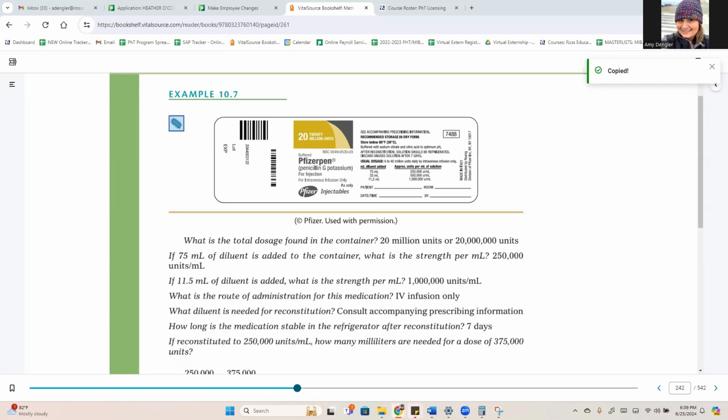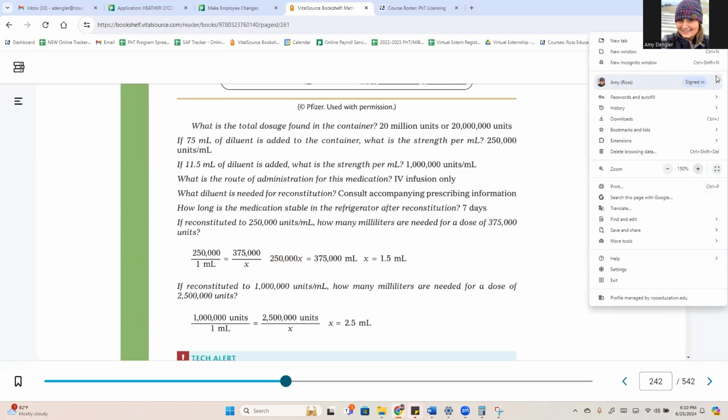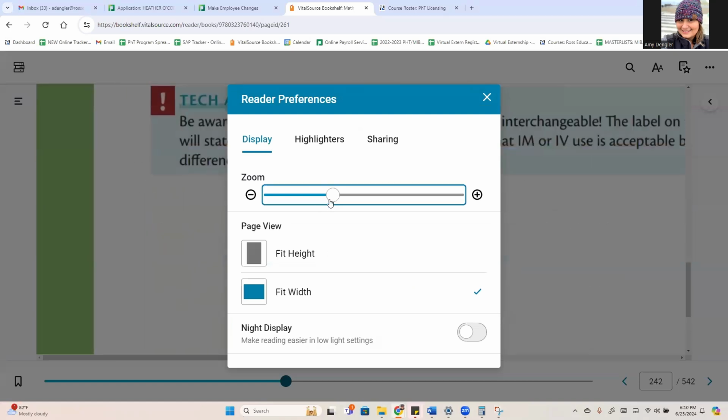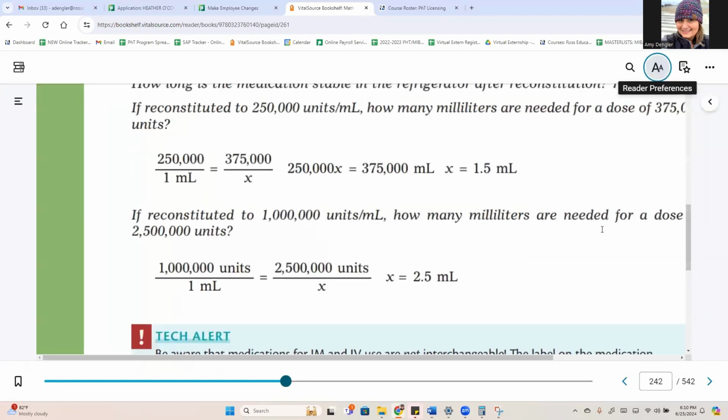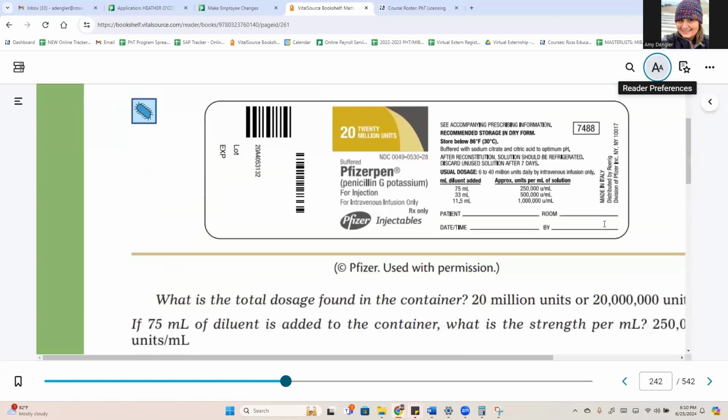All right, in example 10.7, we have the medication Pfizerpen, which is penicillin G potassium. And it's just going to have us read the medication label. So it says, what is the total dosage found in the container?